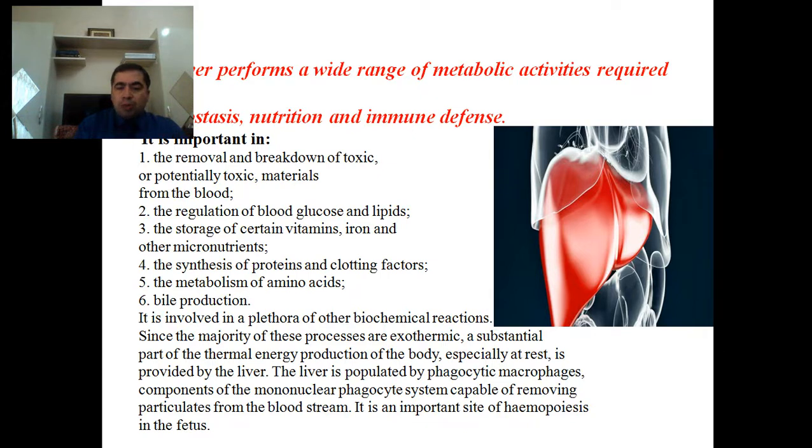Since the majority of these processes are exothermic, what does exothermic mean? Exo means outside, thermic means energy. A substantial part of the thermal energy production of the body, especially at rest, is provided by the liver. The liver is populated by phagocytic macrophages, components of the mononuclear phagocyte system capable of removing particulates from the bloodstream. It is an important site of hemopoiesis, the formation of blood, but in the fetal period, just in the fetus.